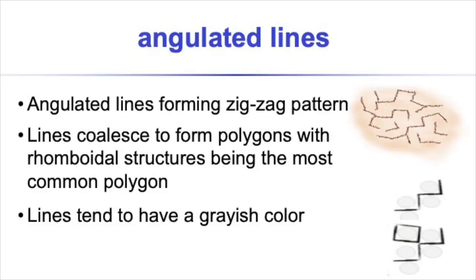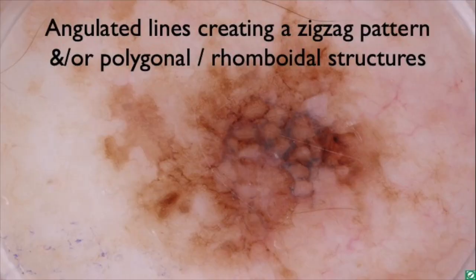Angulated lines are basically brownish but usually grayish lines that meet at angles that can create a zigzag-like pattern, and the zigzags can coalesce to create polygons, the most common polygon being a rhomboid. Here is your classic angulated lines that are coalescing, they're gray, into these polygons. And this is basically melanoma until proven otherwise.